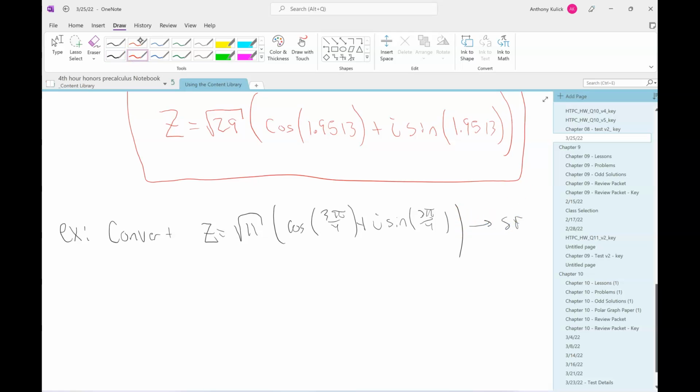So let's say we want to convert this trigonometric form complex number into a standard form complex number. Well, all I'm going to do is distribute through that square root of 11.